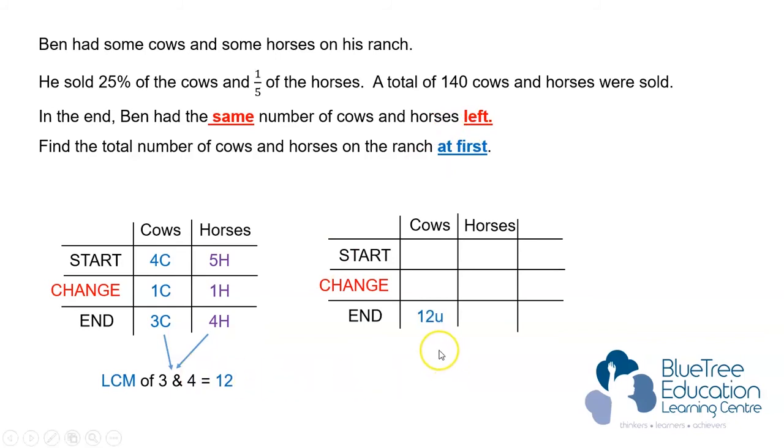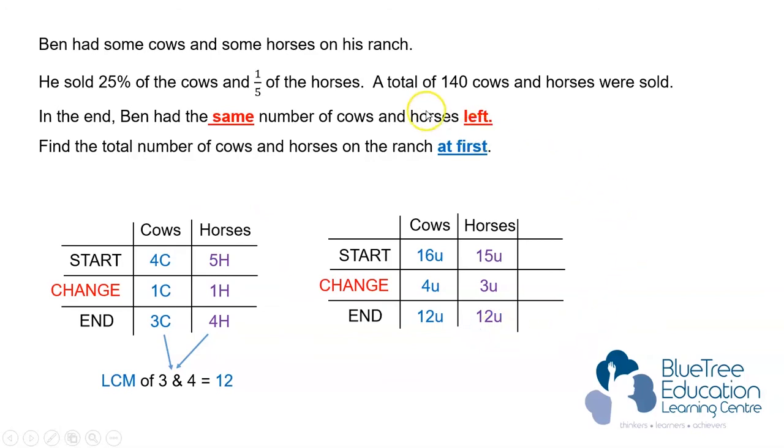So when we write the units again for this new table, we will start with the ending of 12 units for each of them. For the cows, I'm going to multiply by 4 for the entire column over here, and so therefore, you get 4 units and 16 units. As for the horses, I'll multiply by 3 to this entire column, and you get 3u and 15u.